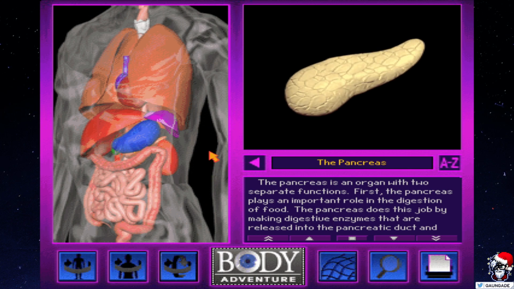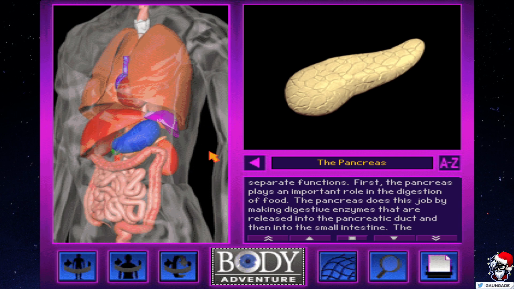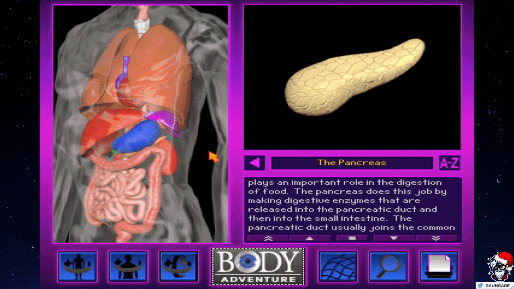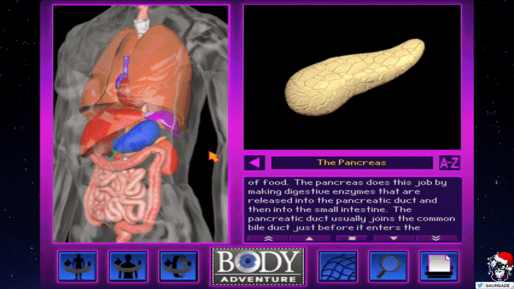The pancreas is an organ with 2 separate functions. First, the pancreas plays an important role in the digestion of food. The pancreas does this job by making digestive enzymes that are released into the pancreatic duct and then into the small intestine.